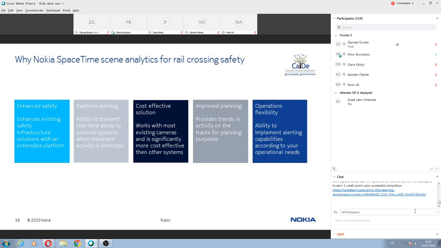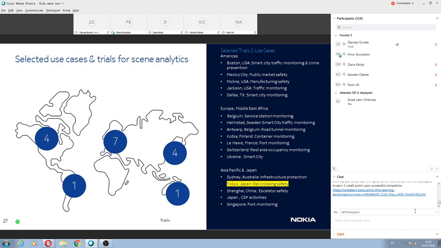And from an operations flexibility perspective, there is the ability to interface with any operation system via our API set. This is to be real quick.